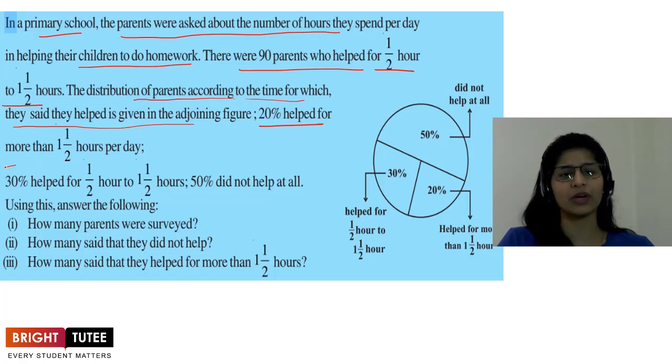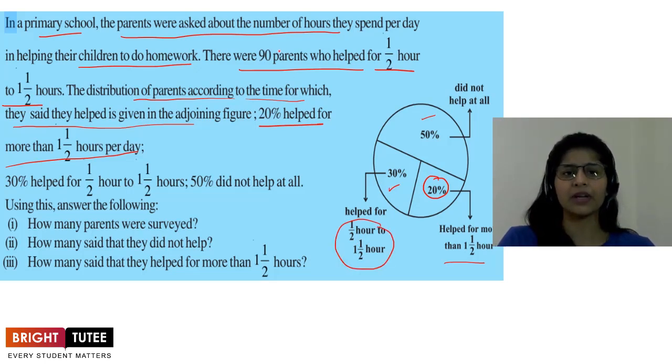20% helped for more than 1.5 hours per day. That means 20% are the parents that are helping the child for more than 1.5 hours. Just 20%. 50% did not help at all, and 30% helped for half hour to 1.5 hours. Now you observe two things in the question. Half hour to 1.5 hours, there are 30% people, and the number of parents is given as 90. So 30% of the total number of parents is equal to 90.